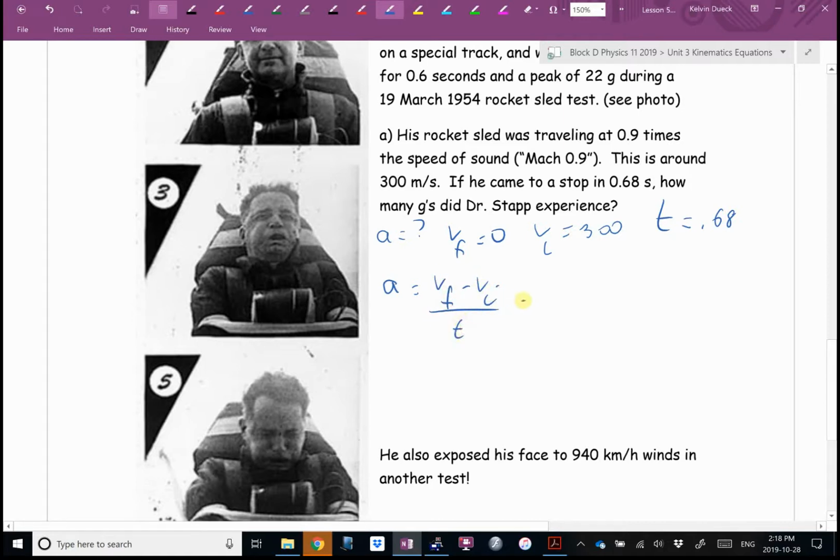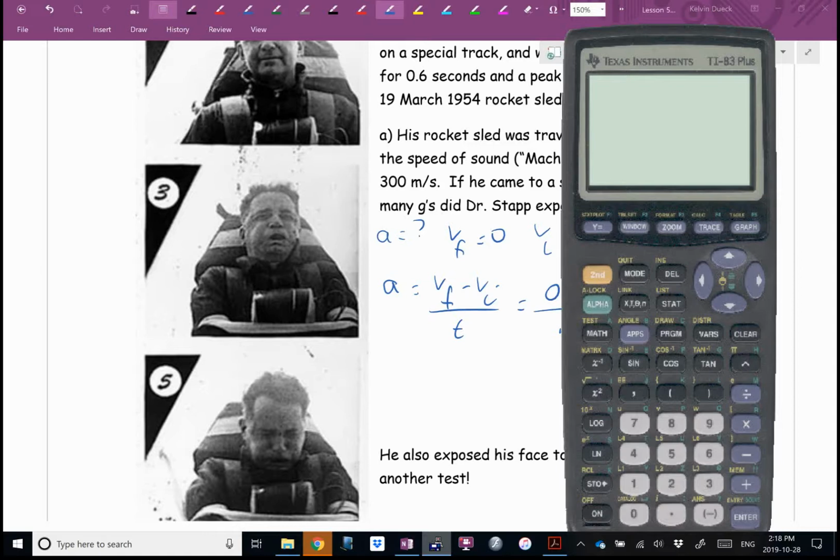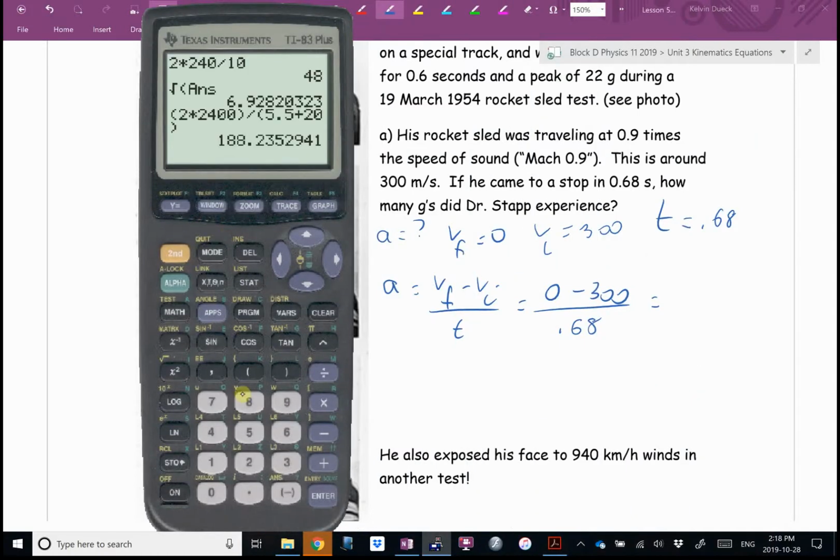Yep. So we're going to get 0 minus 300 divided by 0.68. This is going to give us the acceleration. It will be a negative acceleration because he's most definitely slowing down. What do you get? This is one you might want to try on your calculator because it's a pretty impressive number. You get negative 441 point blah, negative 441. Now that is meters per second squared. This is an acceleration.